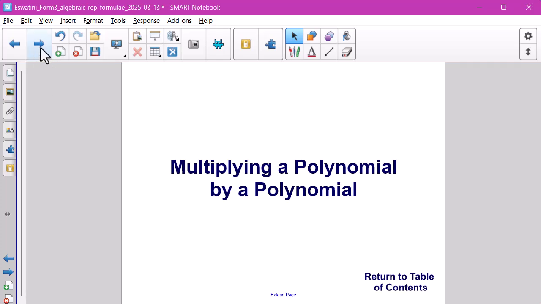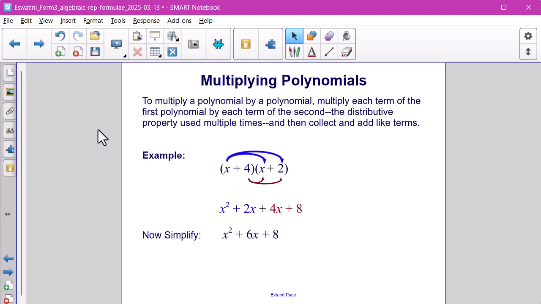Multiplying a polynomial by a polynomial. To multiply a polynomial by another polynomial, you multiply each term of the first polynomial by each term of the second. You're basically using the distributive property multiple times, and then you're collecting and adding like terms together.